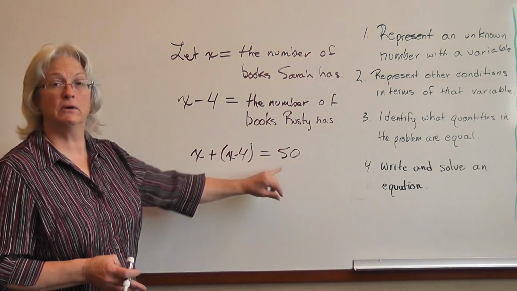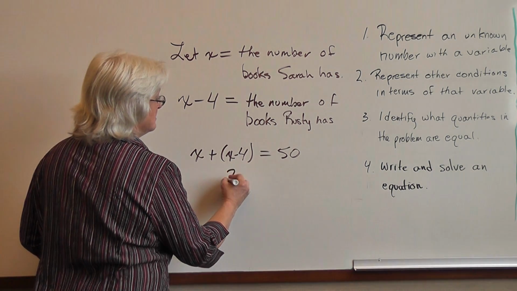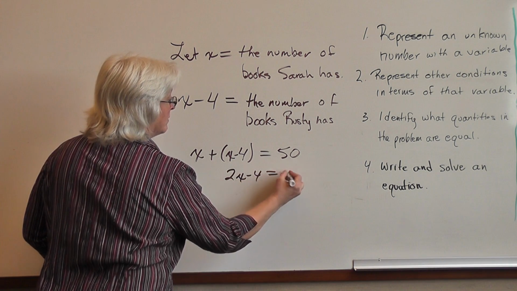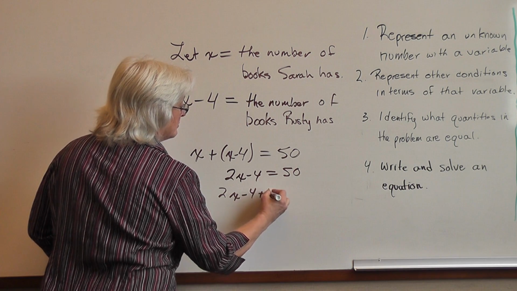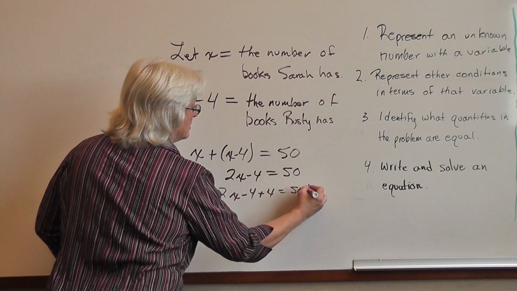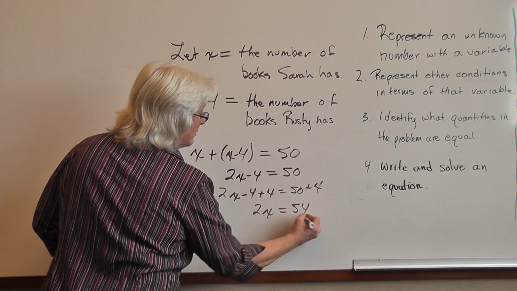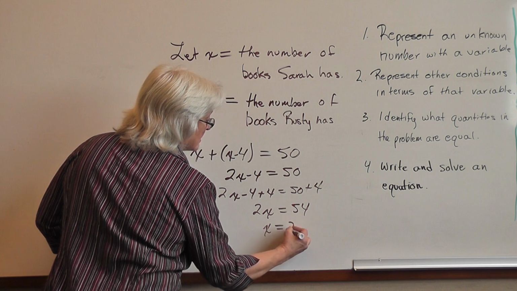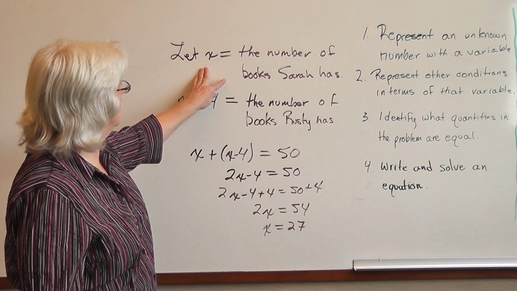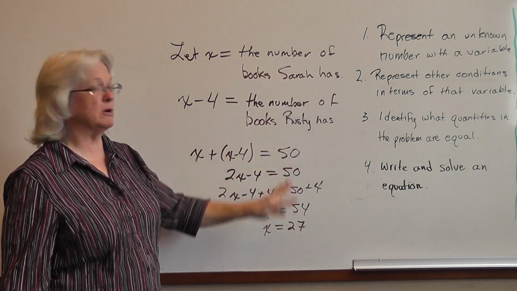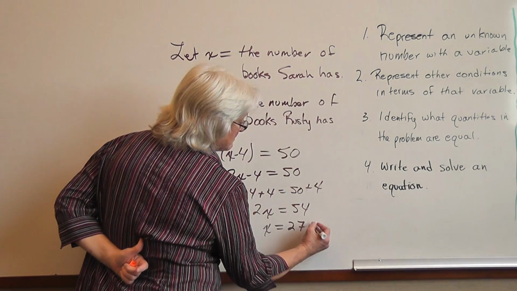What are we going to do now? Going to remove the parentheses and combine like terms. X plus X is 2X, minus 4 is 50. We add a 4 to both sides of the equation. 2X is equal to 54. X is equal to 27. 27 what? X is 27 books, the number of books that Sarah has.